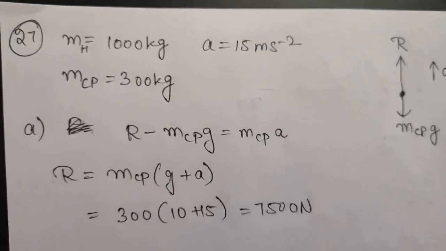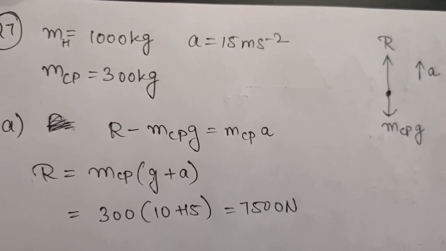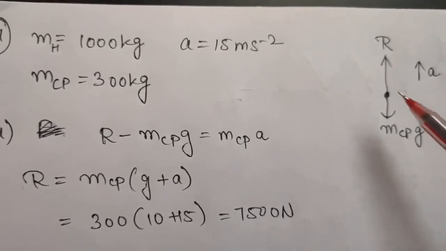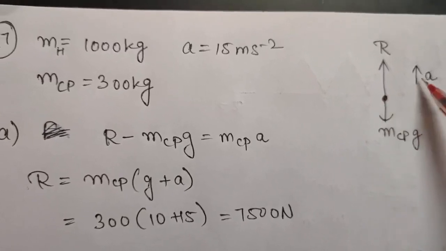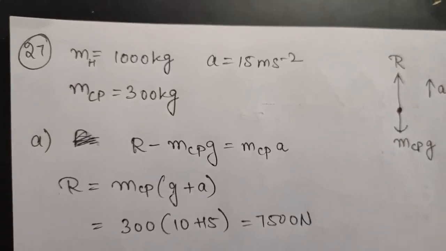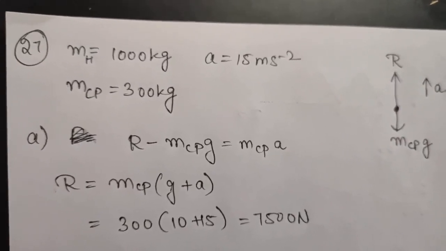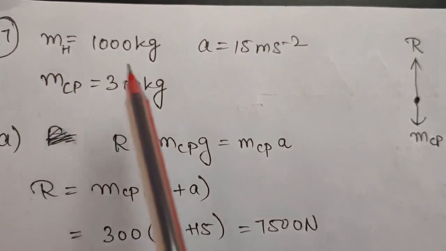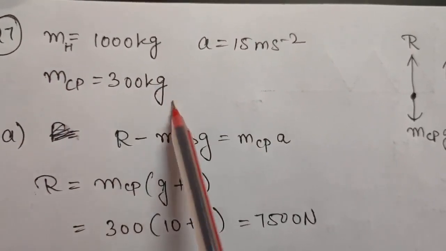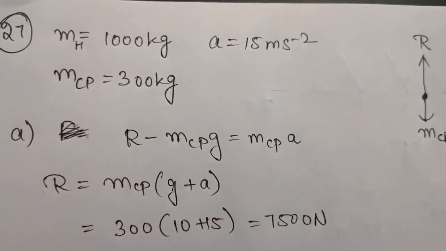Okay, so the question number 27 says a helicopter of mass 1000 kilograms rises with a vertical acceleration of 15 meter per second square. So let us suppose this is a helicopter which is rising in the upward direction with acceleration a. Okay, so the question says the crew and the passengers weigh 300 kilograms. So the mass of the helicopter is 1000 kilogram, mass of crew and passengers is 300 kilogram, and the acceleration of the helicopter is 15 meter per second square.